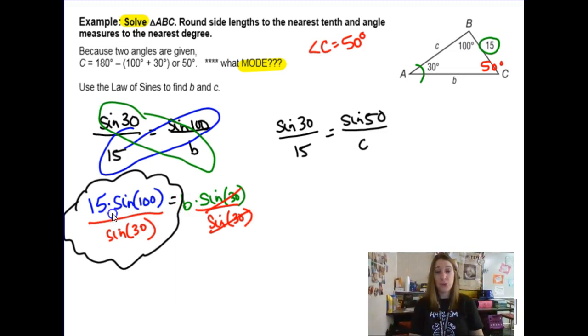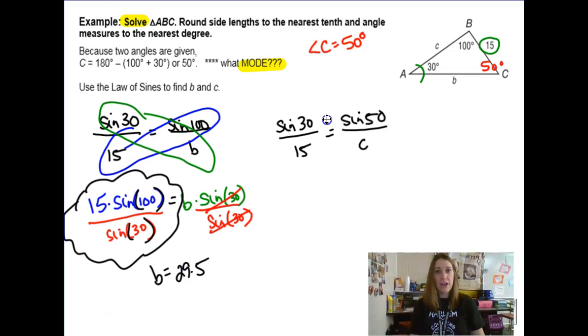but get in degree mode, type 15 times the sine of 100, make sure you close the function, and then divide by the sine of 30. It doesn't really matter if you close that function, but it's a good habit. And after typing that, you find out that leg B is 29.5. There's no units on this problem, so I'll just leave it as 29.5.